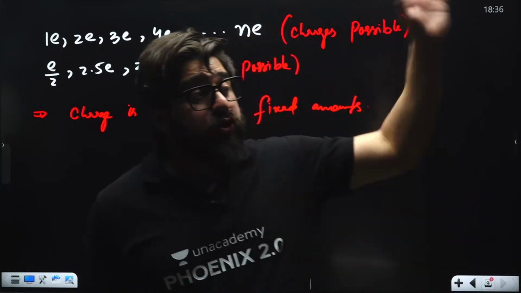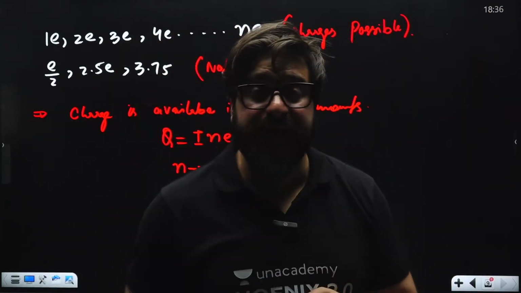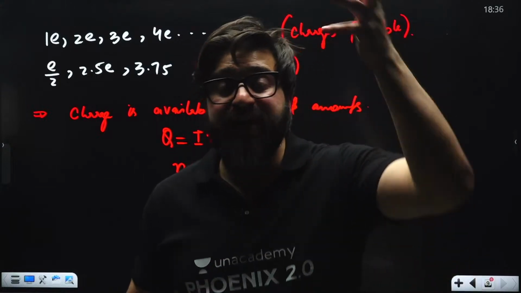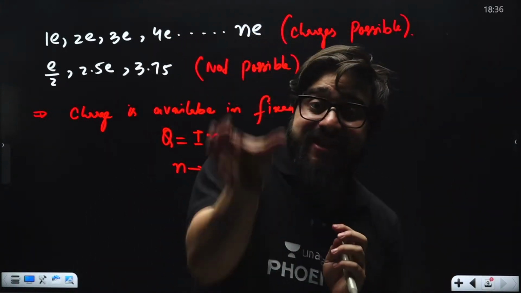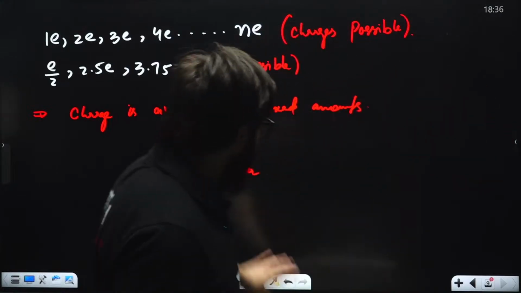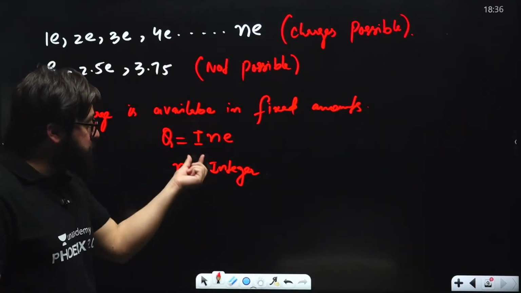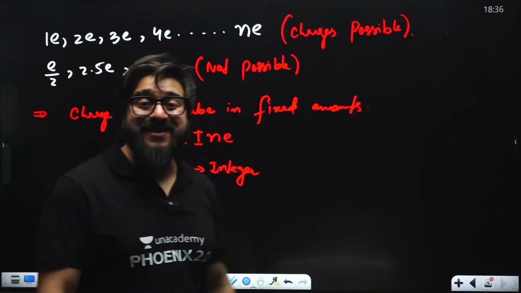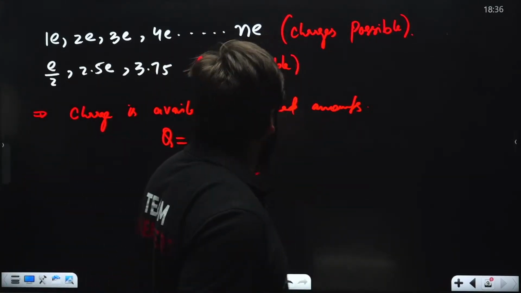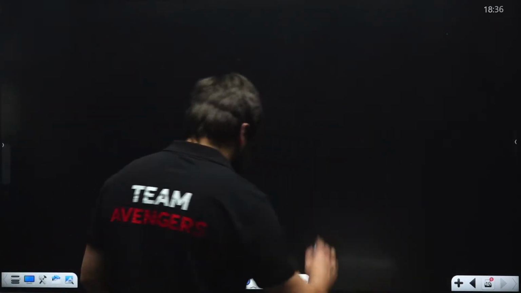Okay, but if you go to the shop and you ask him, give me 1 kg of rice, he can give you. Give me 0.5 kg of rice, he can give you. Give me 7 kg of rice, he can give you. He can give you rice in any amount. So means rice is available in random amounts, but charge is available in fixed amounts. And charge is available in plus minus n times e, where n is an integer and e is the charge on 1 electron. I hope this is clear.